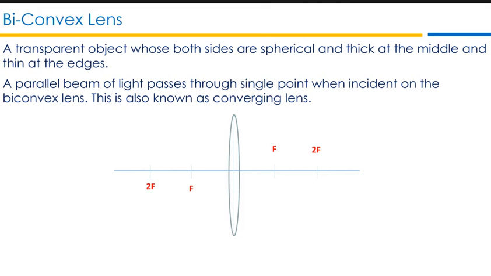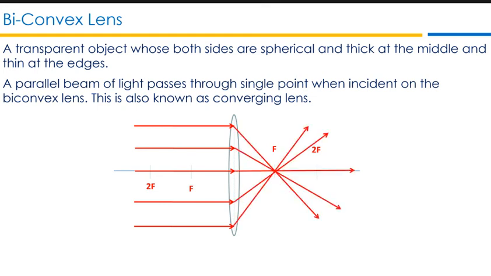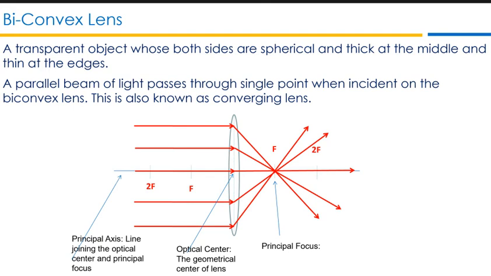So we can consider a parallel beam of light that is sent on the surface of a biconvex lens, and then after passing through it, it converges at a single point and then diverges again. This point where the whole light converges is called the principal focus. And the geometrical center of the lens is called the optical center. If we draw a line passing through the optical center and the principal focus, this is called the principal axis.